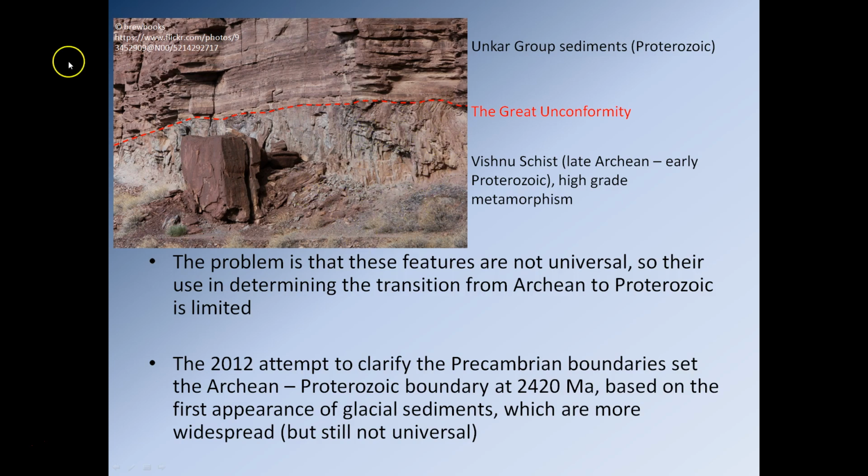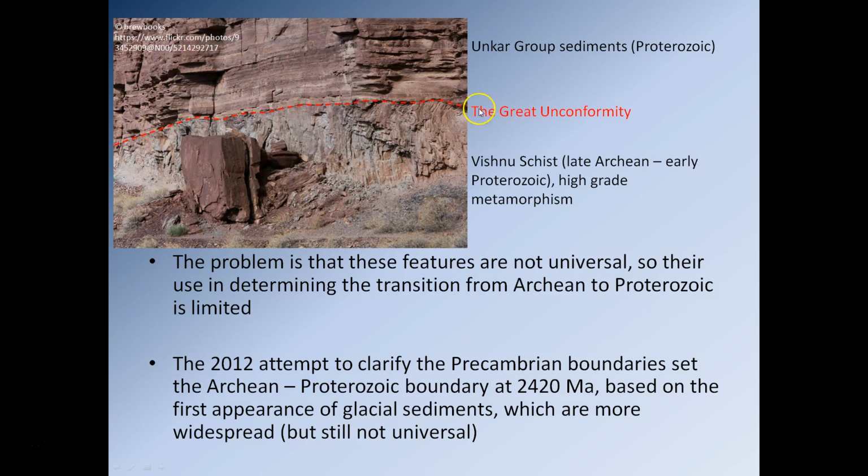Above that, on the other hand, we have the Unkar group. Now these are essentially horizontally bedded Proterozoic sediments, relatively unmetamorphosed, relatively undeformed. So you can see here, this is where the contact between these two sequences occurs, and so this is going to be our angular unconformity, and this is the Great Unconformity that approximately marks the transition from the Archean into the Proterozoic, and I stress approximately.